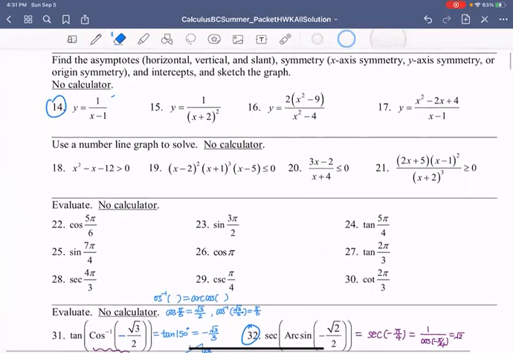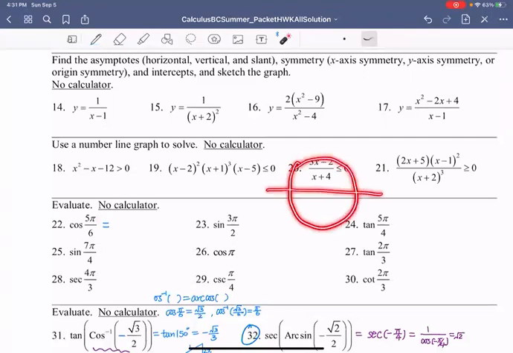Let's go ahead. Question 22. How much? So cosine 5 pi over 6 is here. So how much? I'm not sure. Sorry, I forgot.